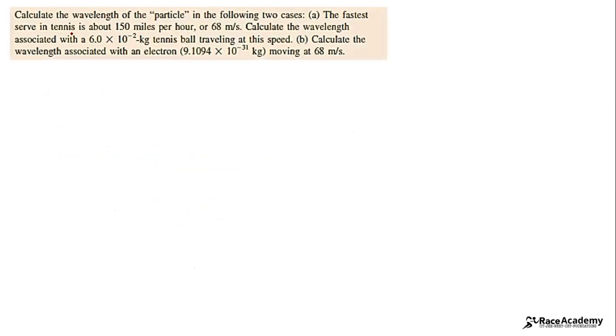Now let's see. Calculate the wavelength of a particle in the following two cases. A, the fastest serve in tennis is about 150 miles per hour or 68 meters per second. Calculate the wavelength associated with the 6 × 10 to the power of minus 2 kilograms tennis ball traveling at this speed. So they are given velocity, they are given mass, both. Then we have to calculate the wavelength. And the second one is, calculate the wavelength associated with an electron that is moving with 68 meters per second. So the electron mass is given.